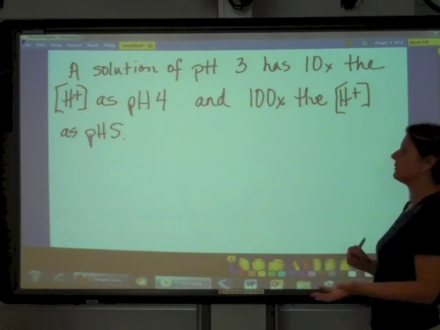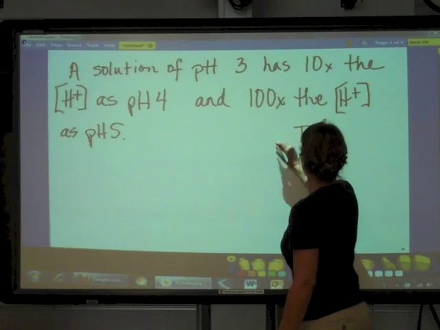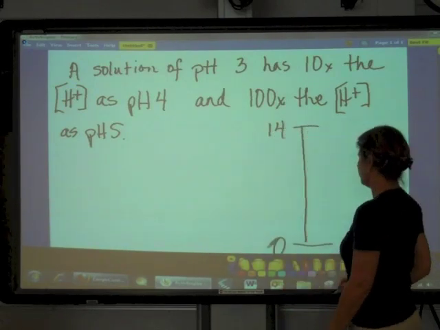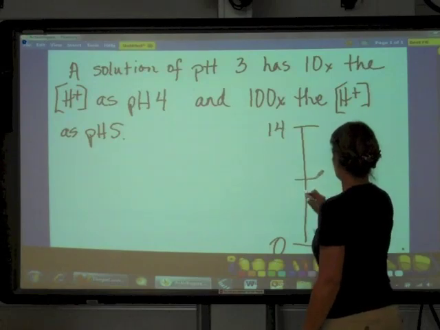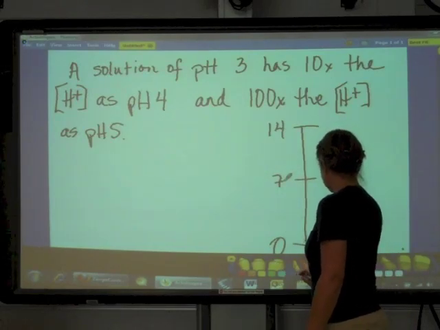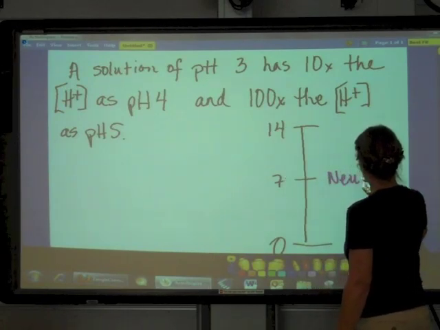Now, essentially, the pH scale goes from 0 to 14. 7 is neutral.